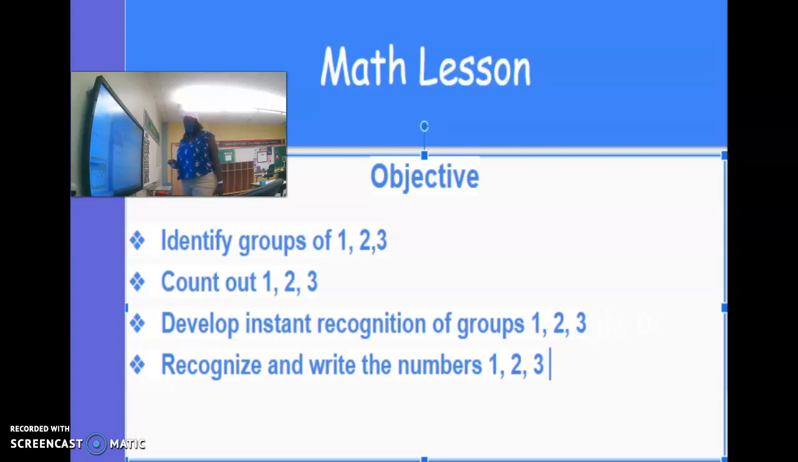Our objective is to identify groups of 1, 2, and 3. We're going to count out 1, 2, 3. We're going to develop an instant recognition of groups 1, 2, and 3. Regroup and write the numbers 1, 2, and 3. That is our math lesson objective. Let's go to our next slide.